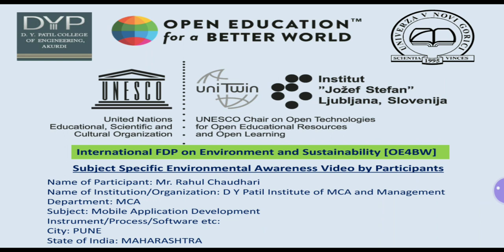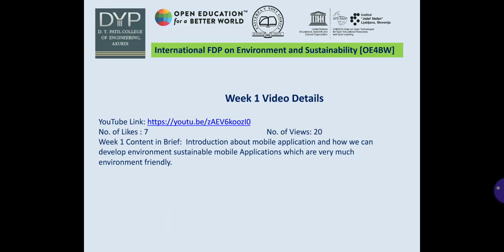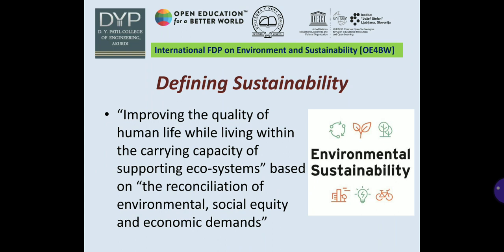Today, we are going to discuss how we are going to implement environment and sustainability in mobile application development. In the last video, we had discussed how we can develop environment sustainable mobile applications which are very much user and environment friendly, how we can reduce the memory footprint, how we can reduce the network usability, how we can reduce the bandwidth for our application, and so forth. Today we are going to go a little bit further.